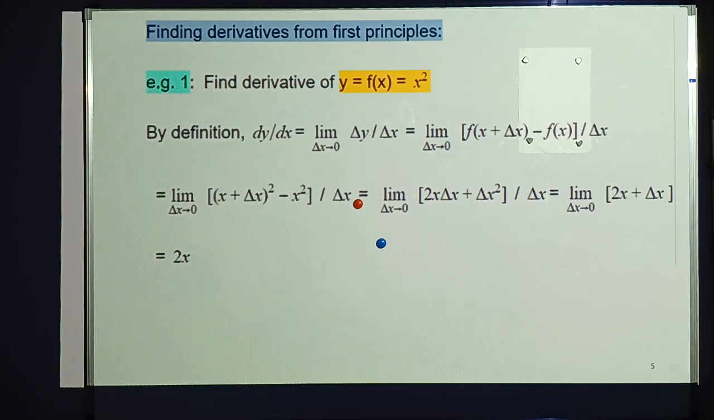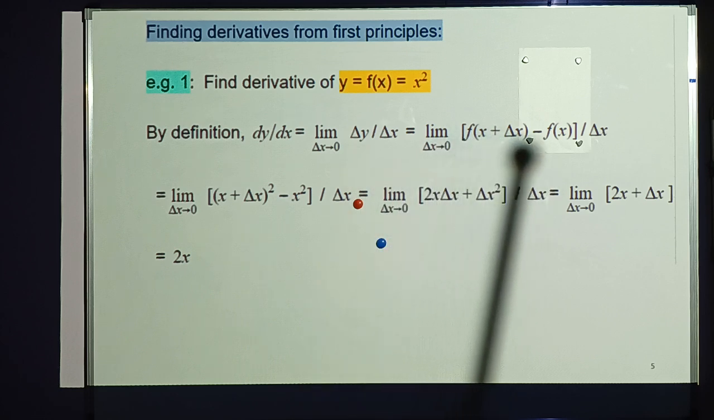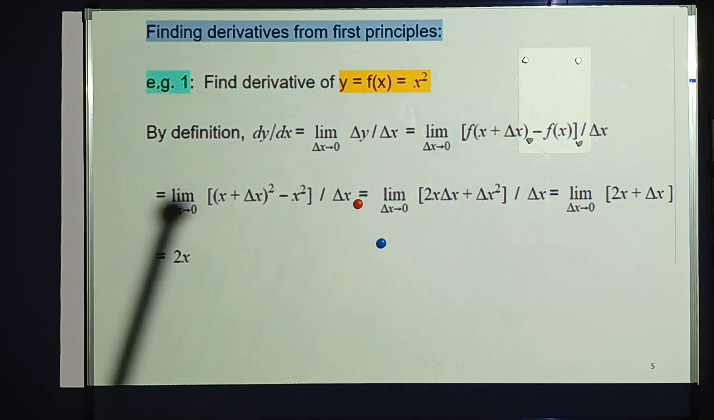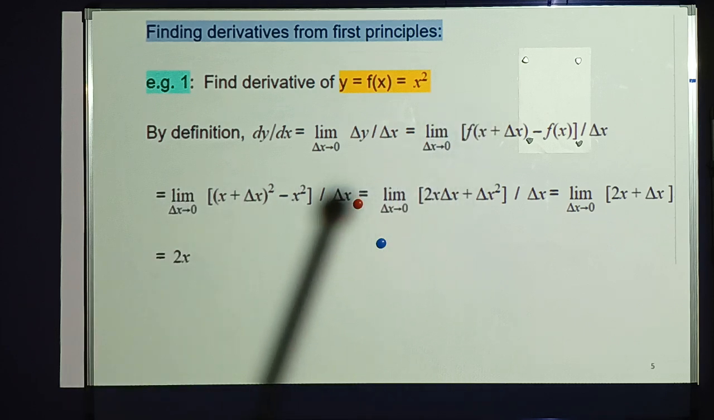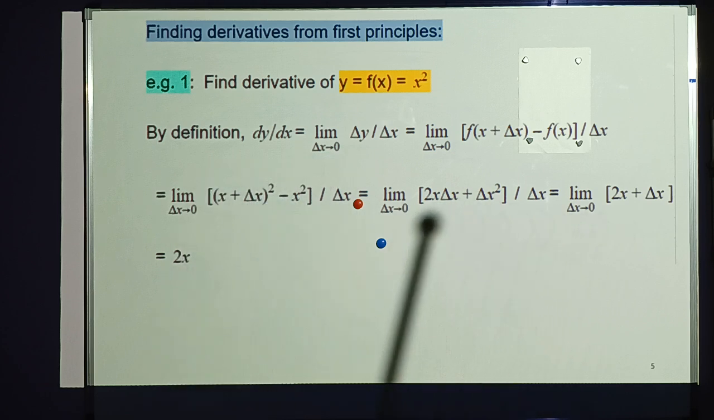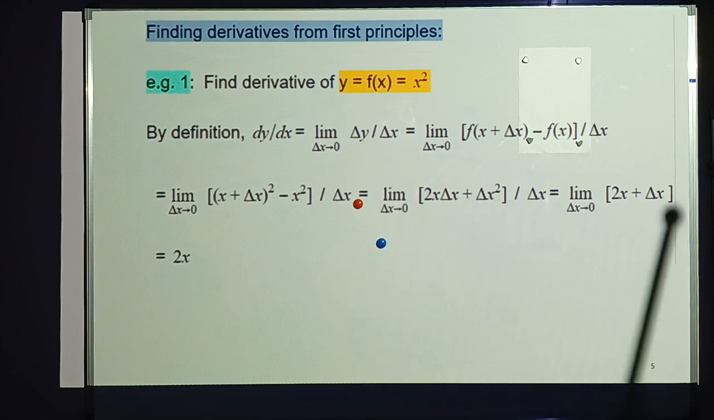So this one is explained here. By definition, dy by dx, that's the derivative of the function y, is the limit delta x tending to 0 of delta y by delta x. And delta y is nothing but the change in the function value when x changes by an amount delta x. Here the function is x square, so it will be x plus delta x whole square minus x square by delta x. So this is a plus b whole square, and this is divided by delta x, so one delta x will cancel. So in the limit it will be 2x.